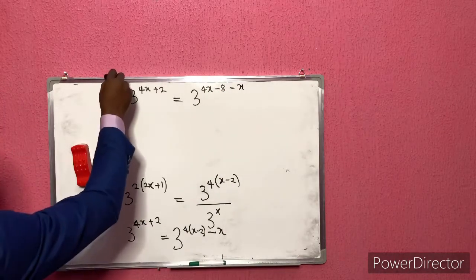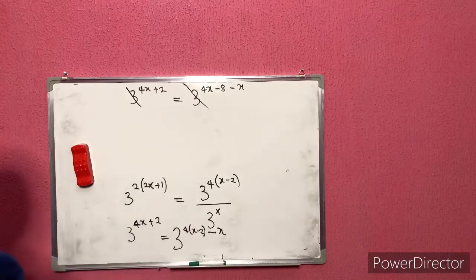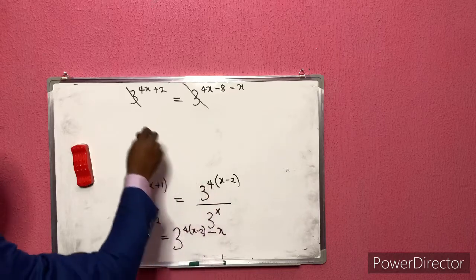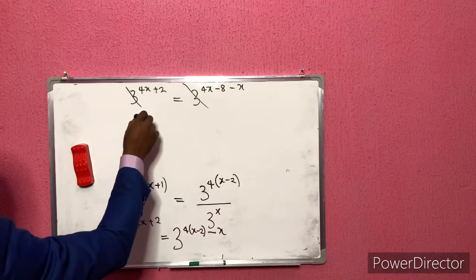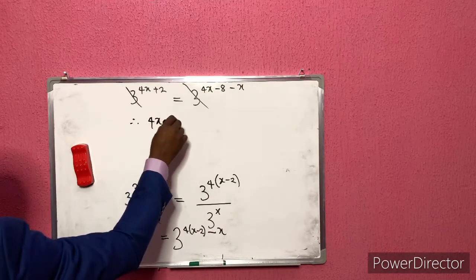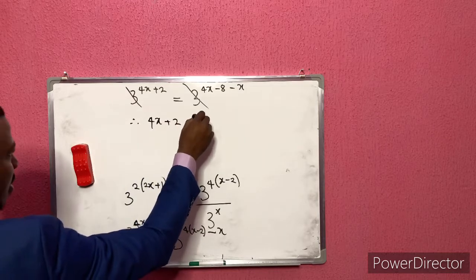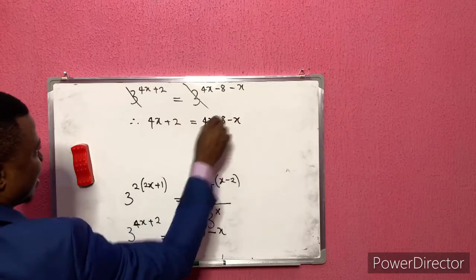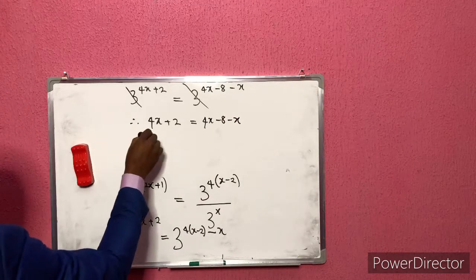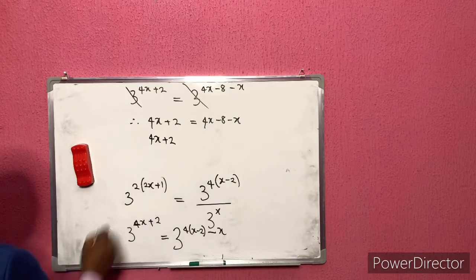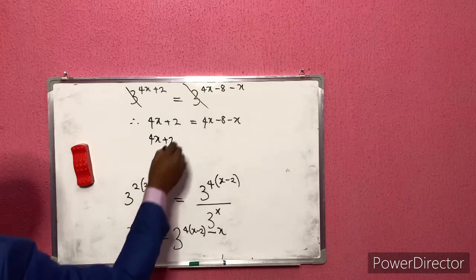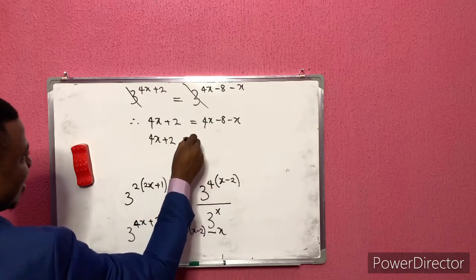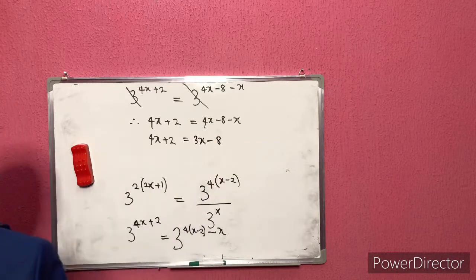They have the same base and they are in equality form, so you remove the base and have 4x plus 2 equals 4x minus 8 minus x. 4x plus 2 equals, 4x minus x gives us 3x, minus 8.